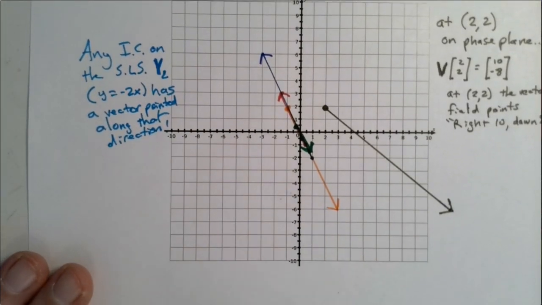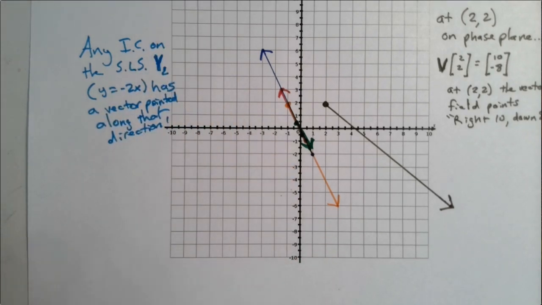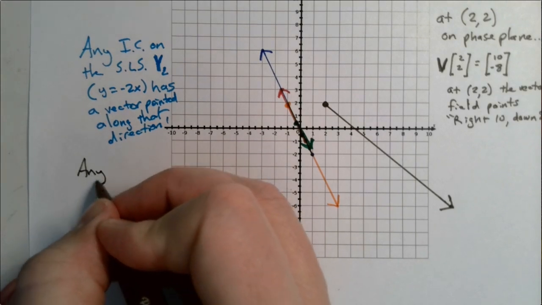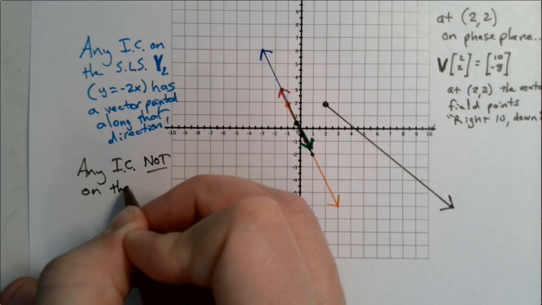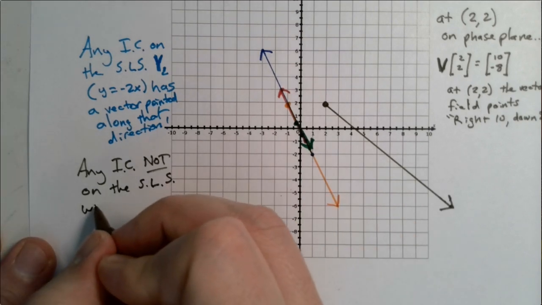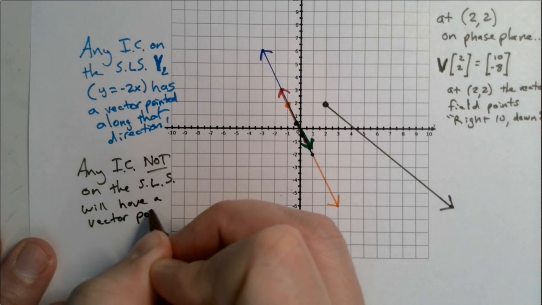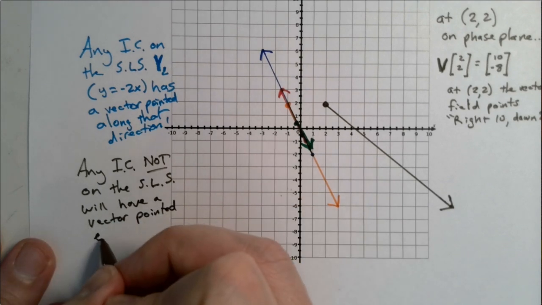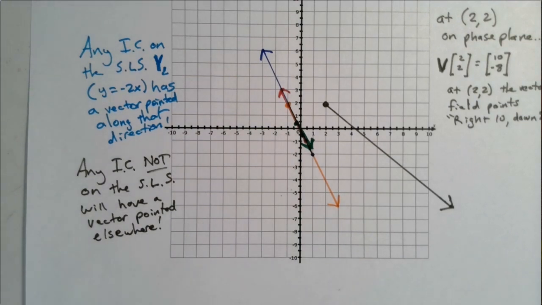So what does that tell us? Well, it tells us that even though any initial condition that's on the straight line solution produces a vector pointed along the straight line solution, we can also say any initial condition not on the straight line solution will have a vector pointed elsewhere. In other words, it's not going to point along the straight line solution.